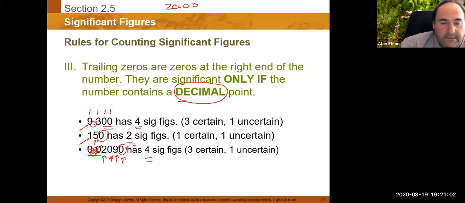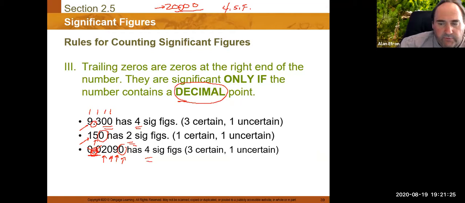So your question was 20.00. We would start counting here at the 2, which would be significant. And then technically all these zeros are trailing zeros. They're all the zeros that come at the end of the number. There's not another non-zero in sight, and they would be significant because of the decimal point here. This would have 4 significant figures, as you see there.